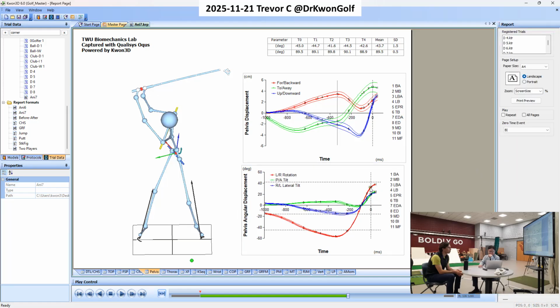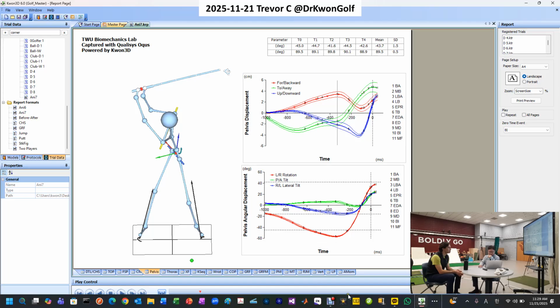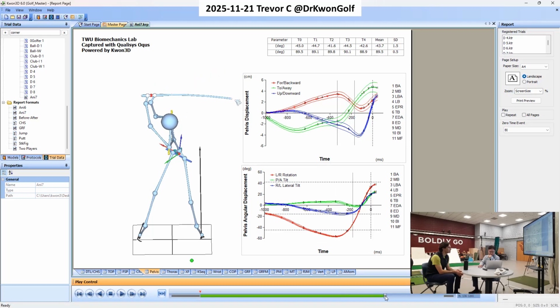Still, you are not turning enough leftward at impact. This is the men's average, but you're below. So you're turning right more, but not enough leftward here, which makes sense.